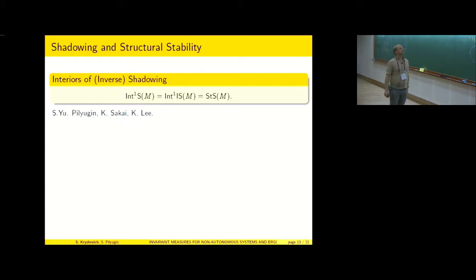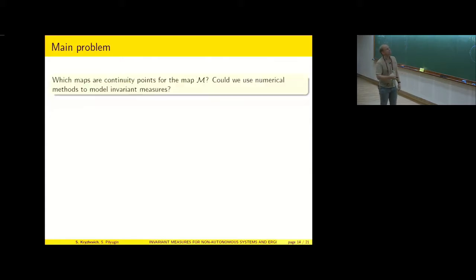So they have proved that the C1 interior of the set of all diffeomorphisms that satisfy the shadowing property is the same as the set of diffeomorphisms that satisfy the inverse shadowing property, and also it coincides with the structurally stable diffeomorphisms.